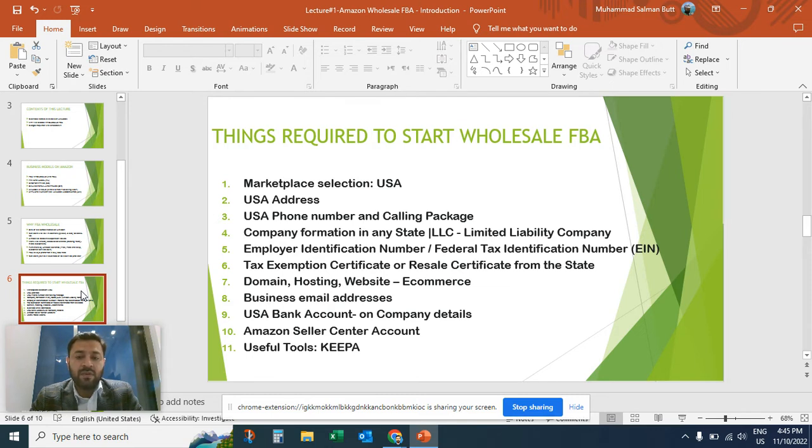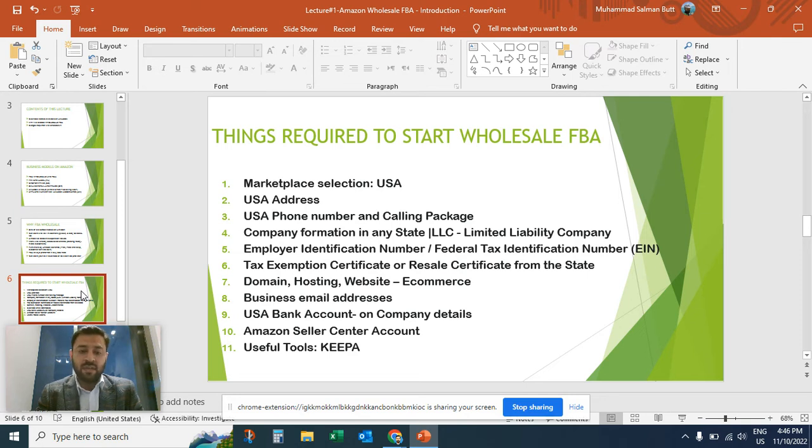Then we need to arrange an e-commerce type website on which we will put some dummy products. Of course, if we are talking about the website, then there will be domain and hosting as well, and business emails also we can get from the cPanel of our hosting. Then we need a USA bank account that we will open on our company details.